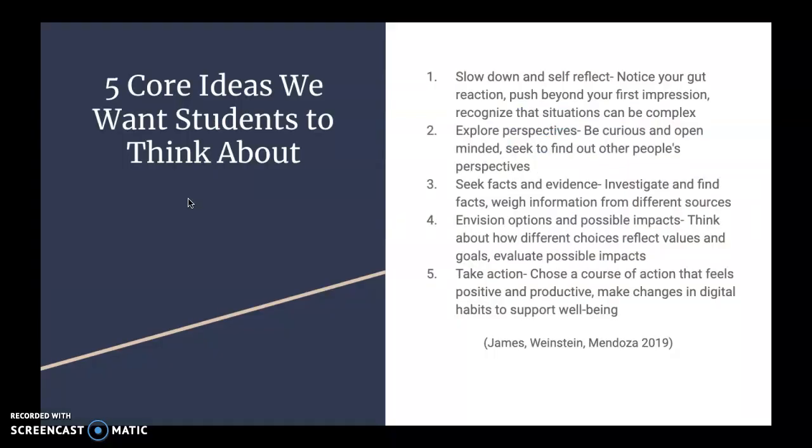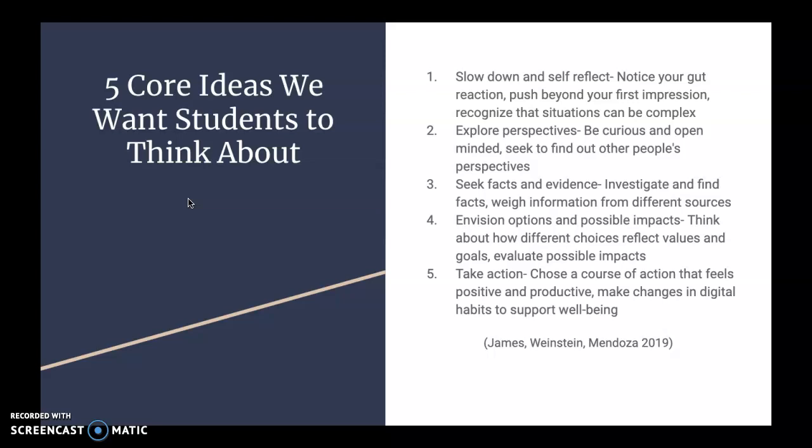So that's the end of all the lessons, and from all this, we have 5 core ideas that we want students to think about. 1, slow down and self-reflect. Notice your gut reaction. Push beyond your first impression. Recognize that situations can be complex. Before you hit send on something, slow down, think about it.